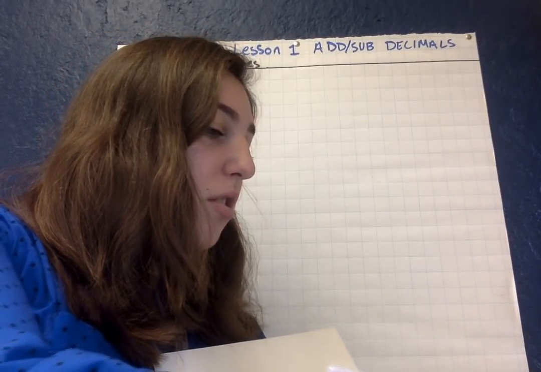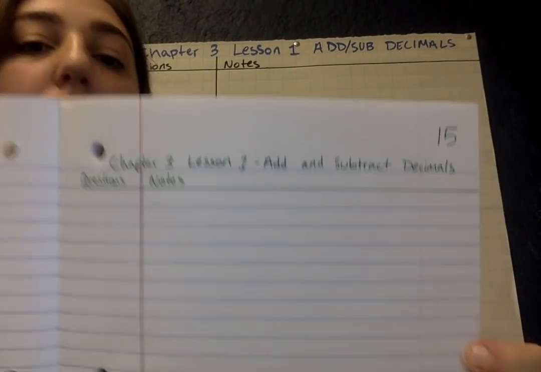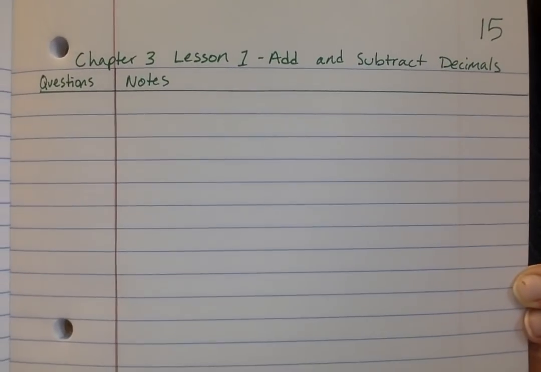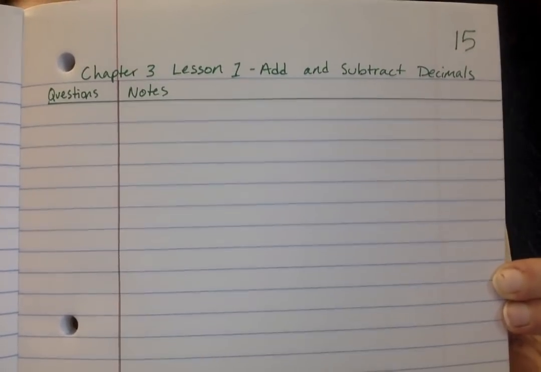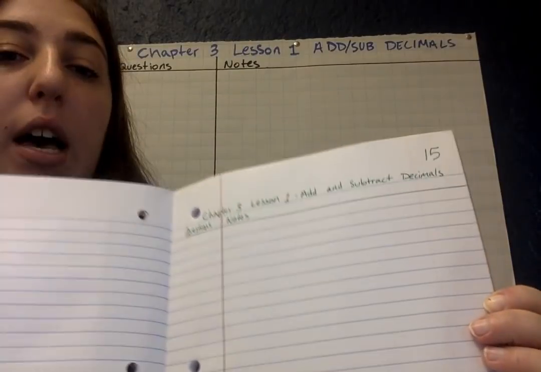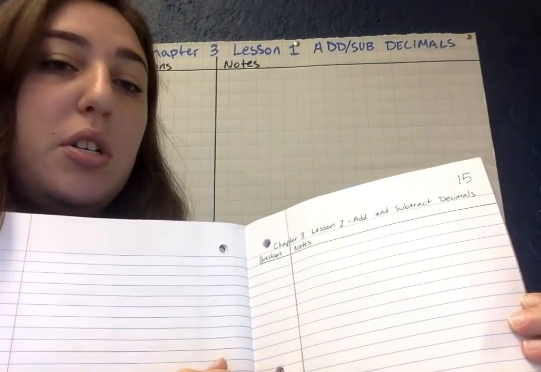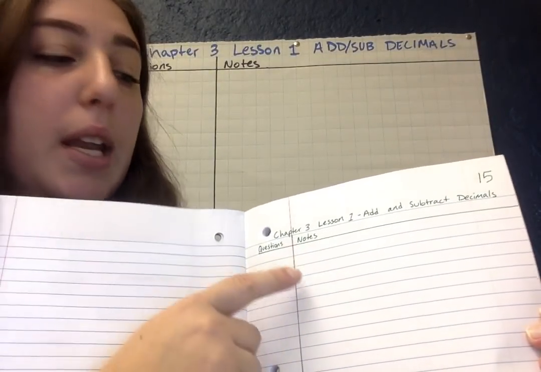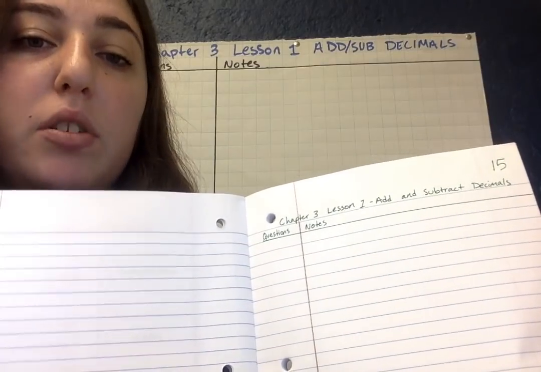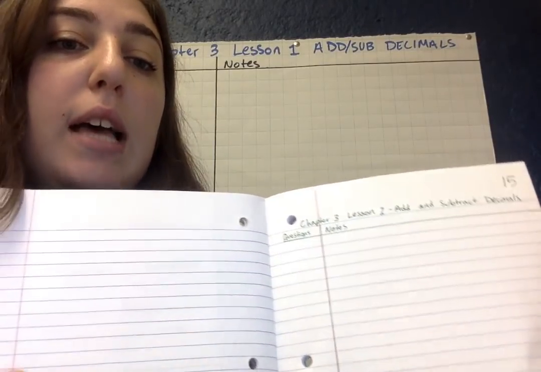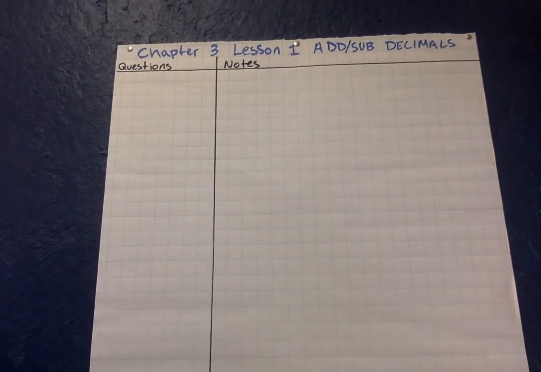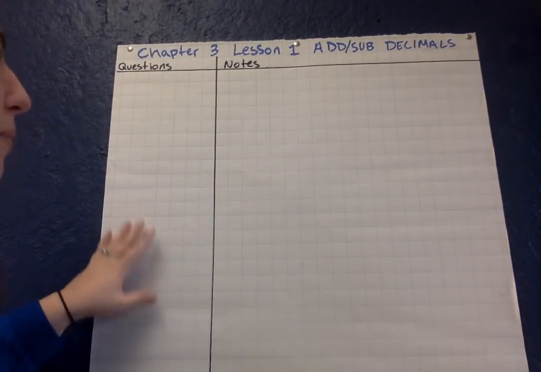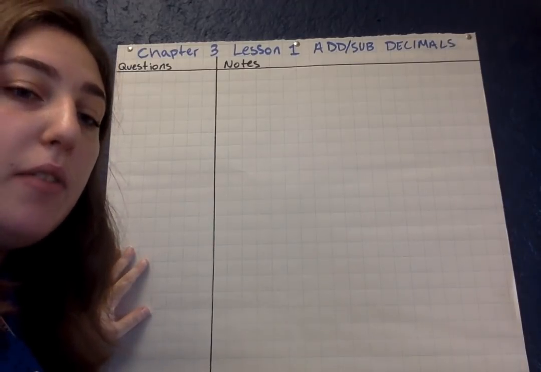Okay, when you're setting up your notes, it should look exactly like this. So you should have the header at the top, and you should have your questions column and your notes column. And I just use this red line in my notebook to divide up my notes like that. So again, we're taking focus note style. And then I have my notes right here, so you copy down everything that I have.